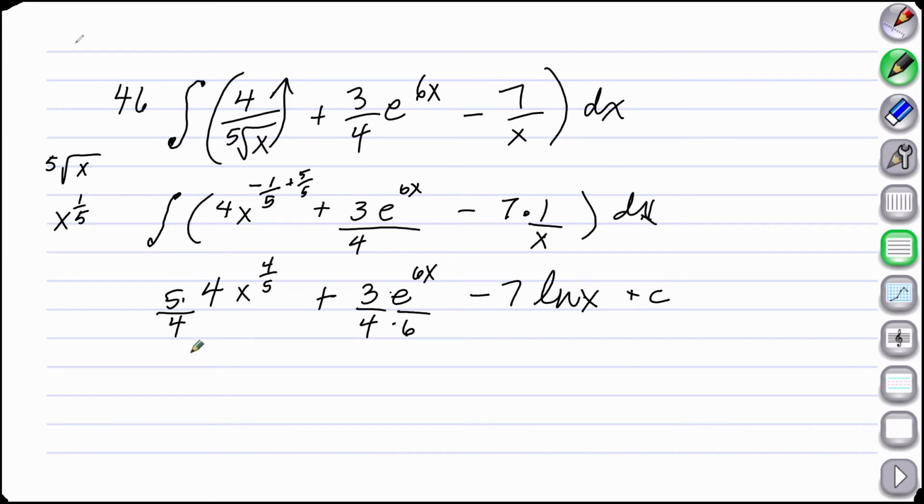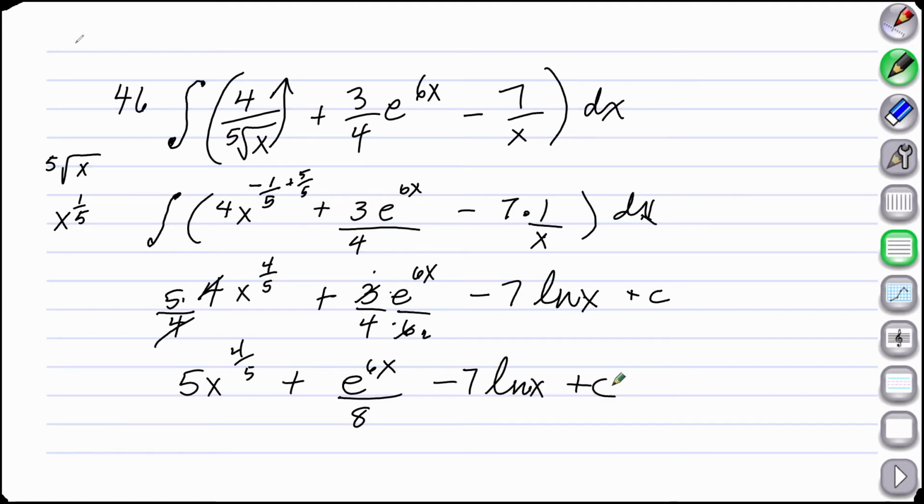Okay, so then these 4s look like they're going to cancel. This would be 5 x to the 4/5 plus 3 can go into 6 2 times. So this would be e to the 6x over 8 minus 7 ln x plus c. So in your book, there's some problems you can practice on this. That's the correct answer.